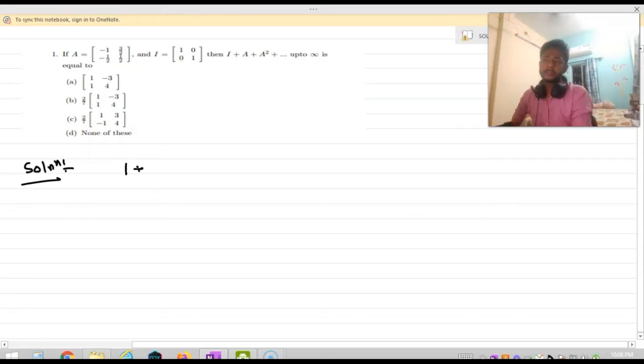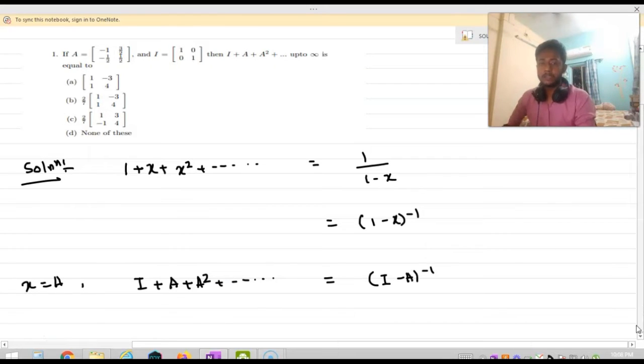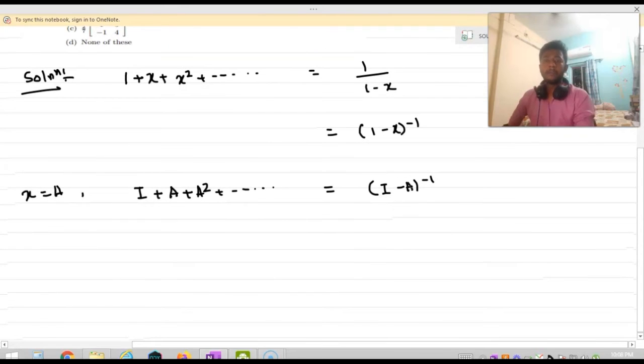We know that the value of the expression 1 plus x plus x square plus dot dot dot up to infinity is 1 by 1 minus x within the radius of convergence. So we can also write this as (1 minus x) inverse. Now put x equal to A. We will get I plus A plus A square plus dot dot dot up to infinity is equal to (I minus A) inverse. So we have to find the value of (I minus A) inverse.